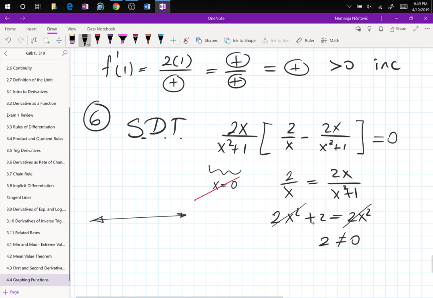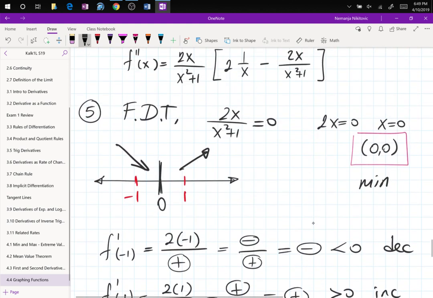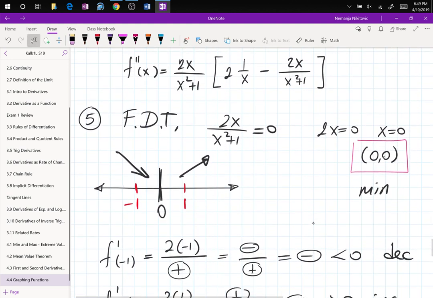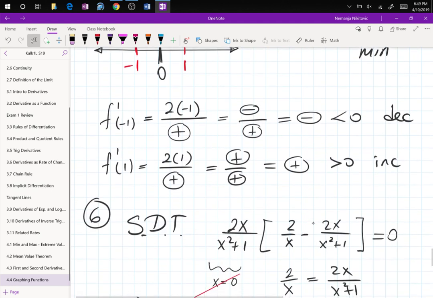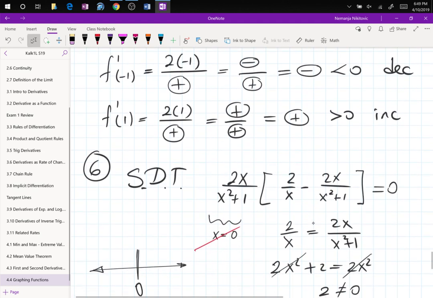I don't like this. I don't like it because 0 is a minimum. We calculated that. But now this thing is telling me that the 0 is the inflection point at the same time, and it cannot be. I don't like it. This part gave me nothing.